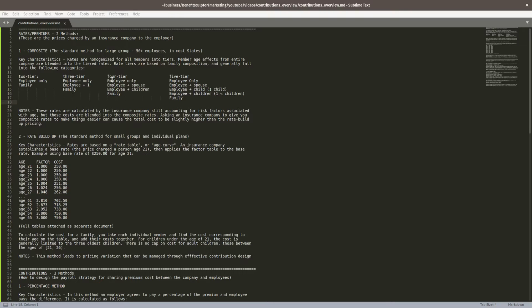Sometimes that's intentional, sometimes it's just the way that the actuarial science works out. But be cautious if you go and ask for composite rating, because you may be adding a little bit more cost to your rates, and there's a better way to handle that through just effective contribution design.